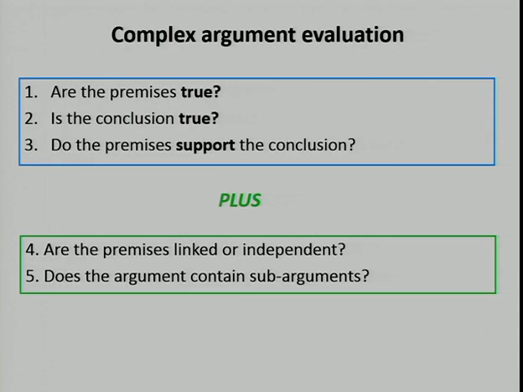You can also independently ask whether the conclusion is true. This is a bit risky because of my side bias. However, if you already know that the conclusion is false, and that is the only case, right? If you definitely know that it is false, then that is a good indicator that there's something wrong with the argument. Either one of the premises is false, or they don't support it. So that can be kind of an extra security question in there. Now we're adding in two additional questions. What is the relationship between the premises, and does it contain sub-arguments? Right? In order to really make progress, those are the two additional questions that you're going to answer.